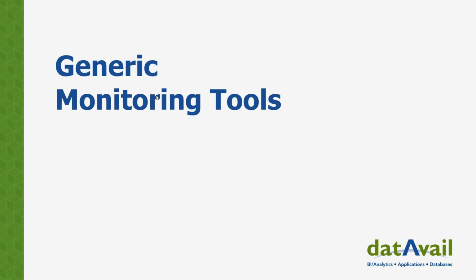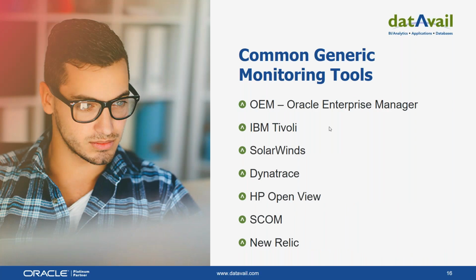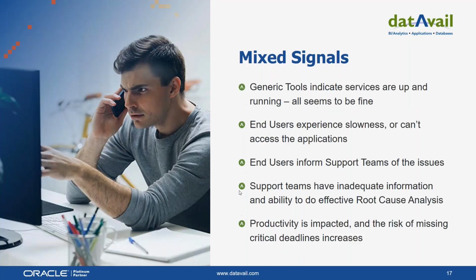So what you typically see is that there are generic monitoring tools in place. You say, well, I'm using that to help manage the performance. So what kind of things do you typically see? Well, there's OEM, which is Oracle Enterprise Manager, IBM has Tivoli, there's SolarWinds, Dynatrace, HP has OpenView, there's Microsoft SCOM, and there's New Relic, right?